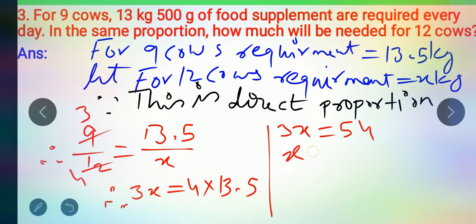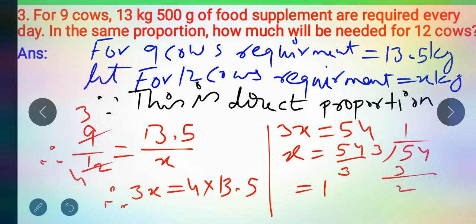54 upon 3. Now you can divide this and tell me the answer. 3 ones are 3. See, 54 divided by 3. 3 ones are 3. 2 left. 4 will come down. 8 threes are 24. You understood, students? So here we'll get 18 as the answer.